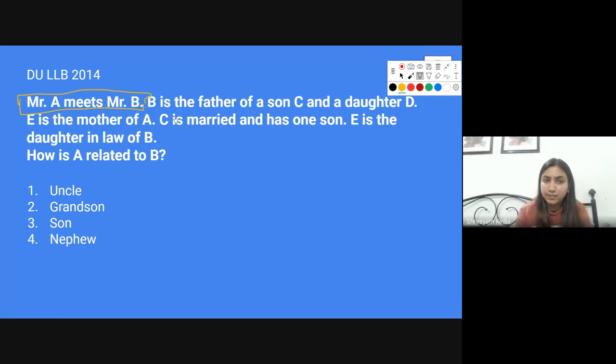E is the mother of A. C is married and has one son. E is the daughter-in-law of B. So now let's draw this. Let's start with the first thing that it says. B is the father of a son C and the daughter D. So B here is the father, means B is male and has one son C, I'll do male, and a daughter D. So of course female.